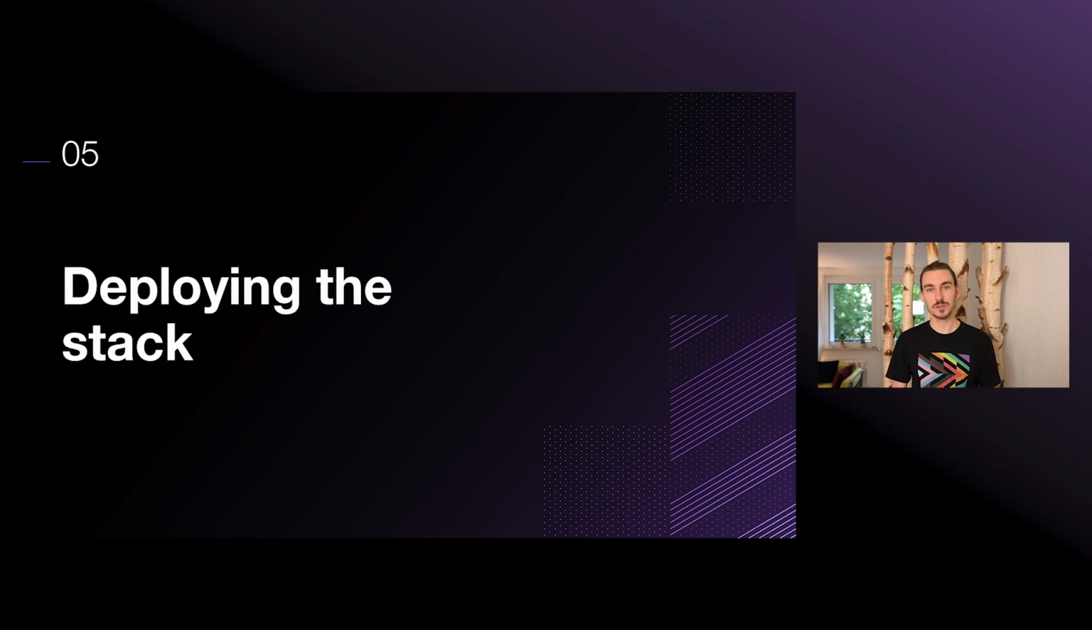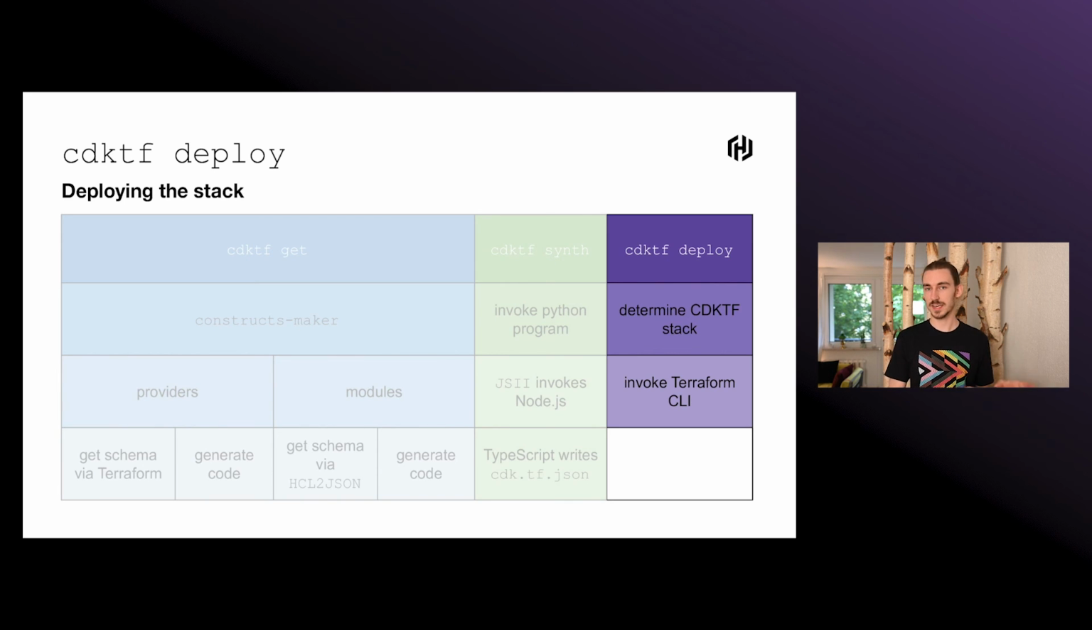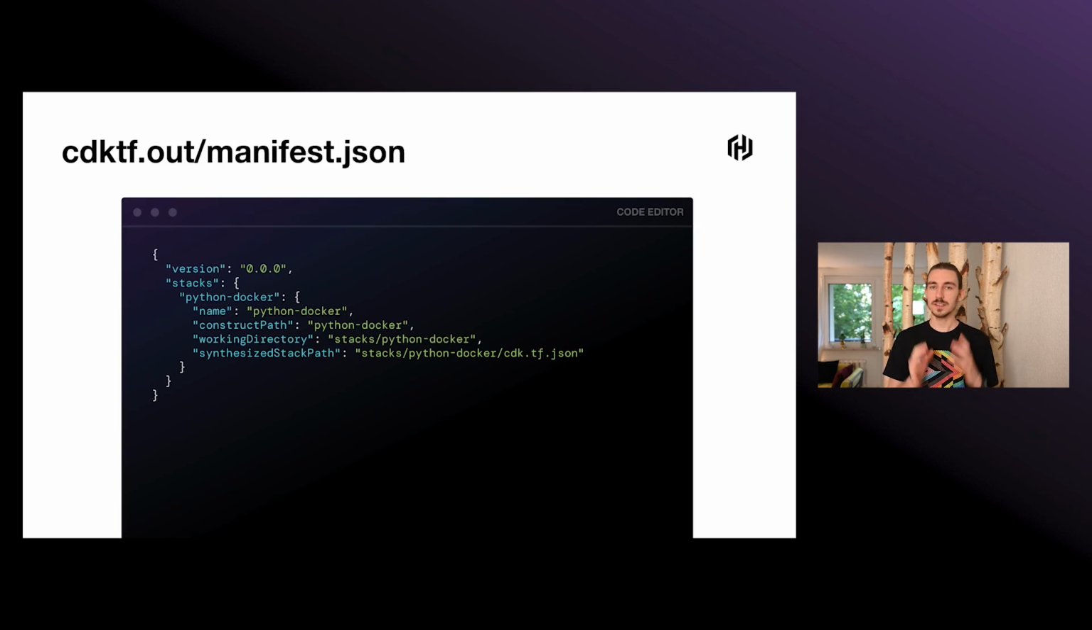So what we're now going to do is have a look at CDK deploy, and that one is going to first check which stack, as the CDK for Terraform allows multiple stacks, is going to be deployed, and then it's going to invoke the Terraform CLI and let Terraform do the work for us, so we don't have to reinvent the wheel, kind of. So let us first look at the starting point for determining which stack to deploy.